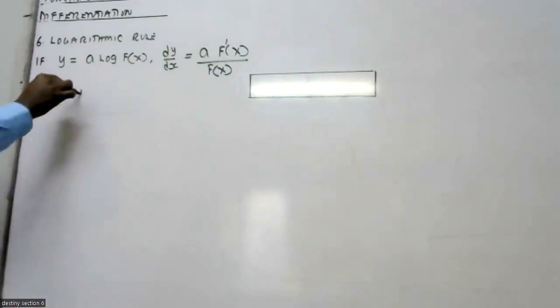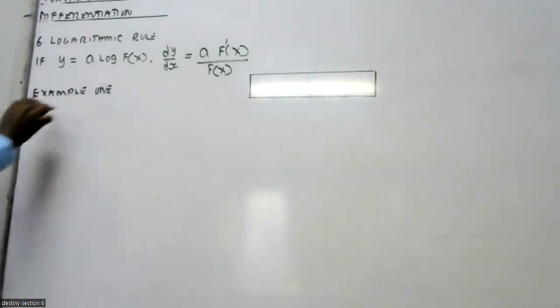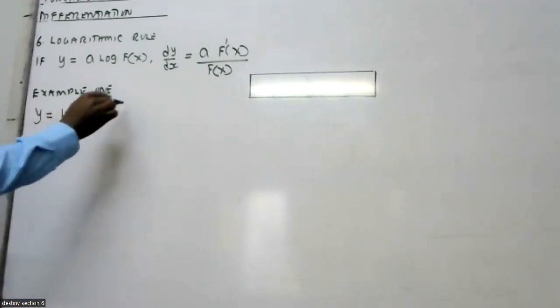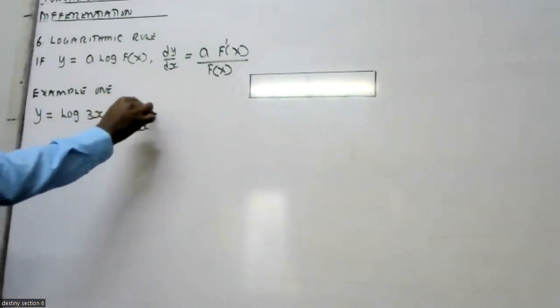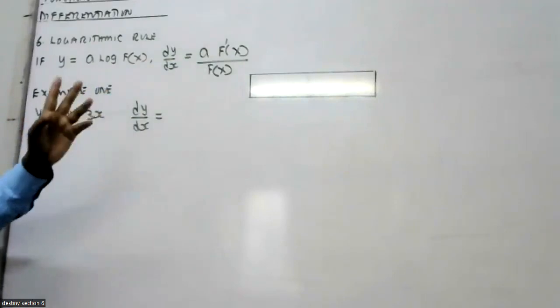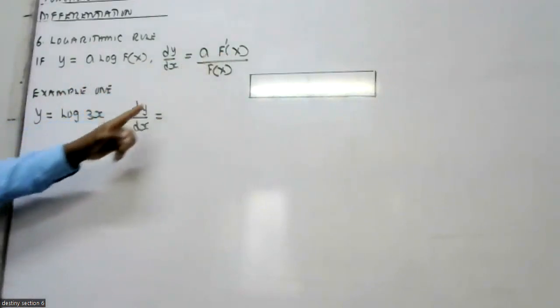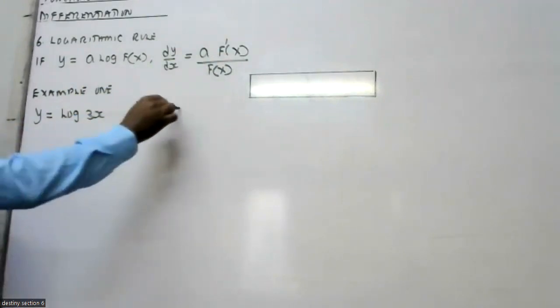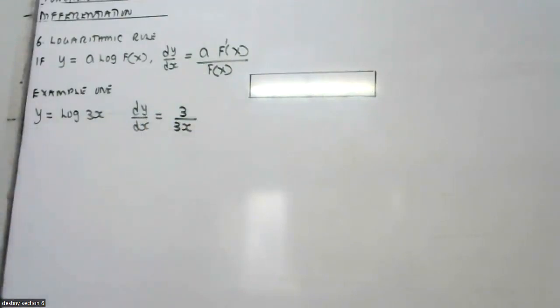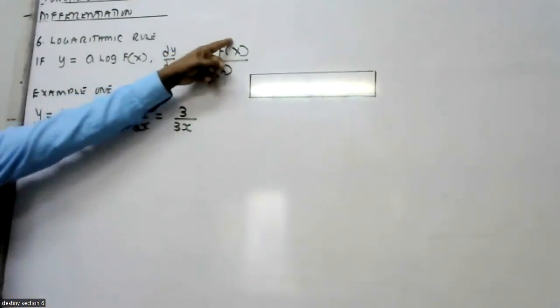So, for example, if you are given y is equal to log of 3x, dy dx, what you do, you take a, which is 1, so there is no a. You differentiate that function, the one after the log. So this one, when you differentiate, you get 3, then you divide by that function, 3x. This one, when I make an apostrophe, means you differentiate.